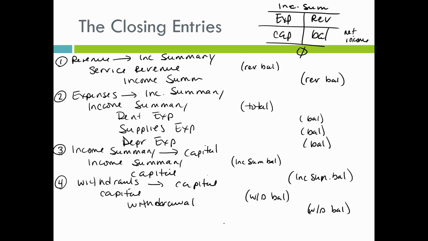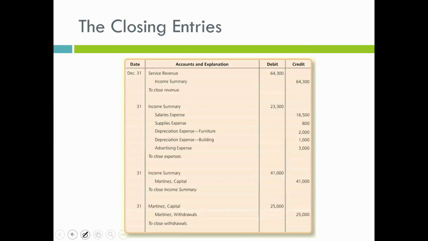And now all the temporary accounts will have a zero balance. Capital would have been credited for the amount of the net income and debited for the amount of the withdrawals. And so now the balance in the capital account will match my statement of owner's equity, and all the temporary accounts will have zero balances. So that's what that one looks like.